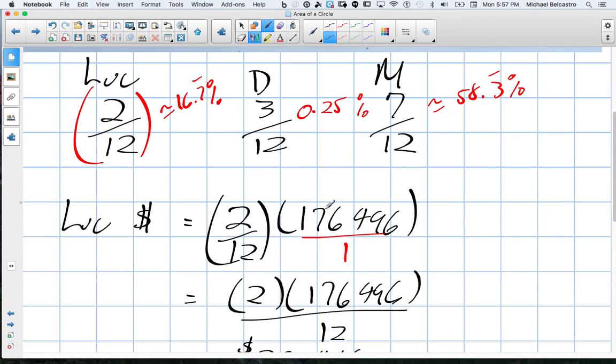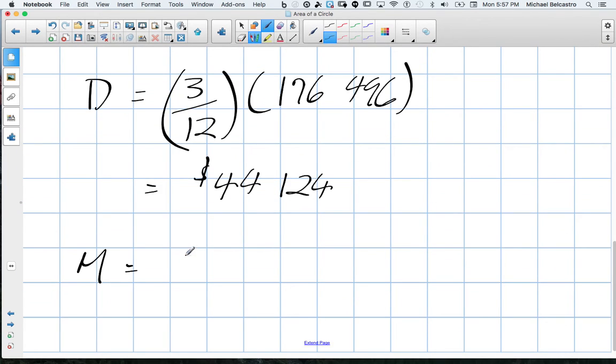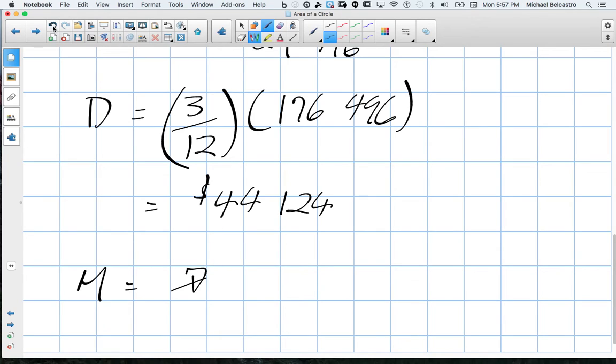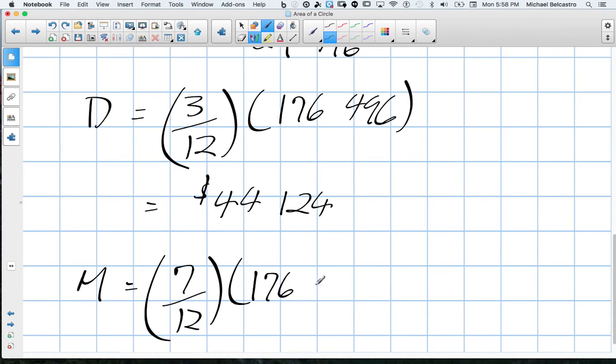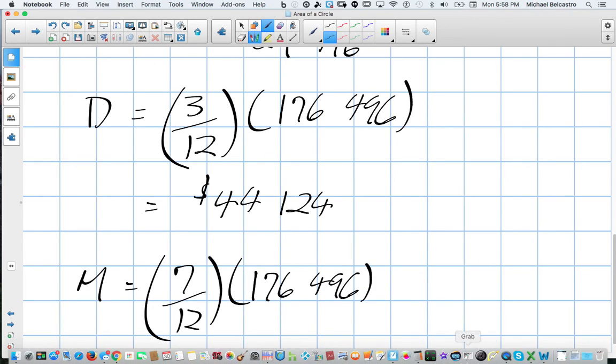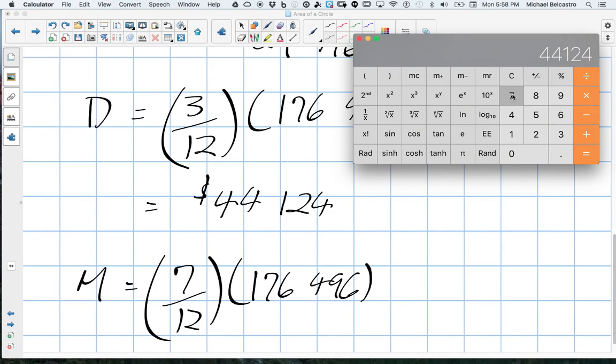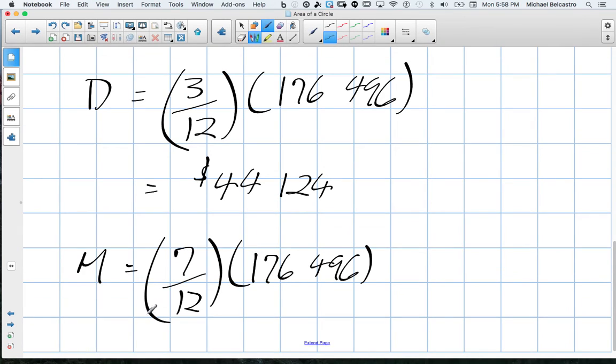Her share was 7/12, and that's again going to be multiplied by 176,496. Let's do that, and then we'll do an overall recap because I know it got a little confusing in there. 7 times 176,496 divided by 12 is 102,956. Melanie, just crushing everybody here.